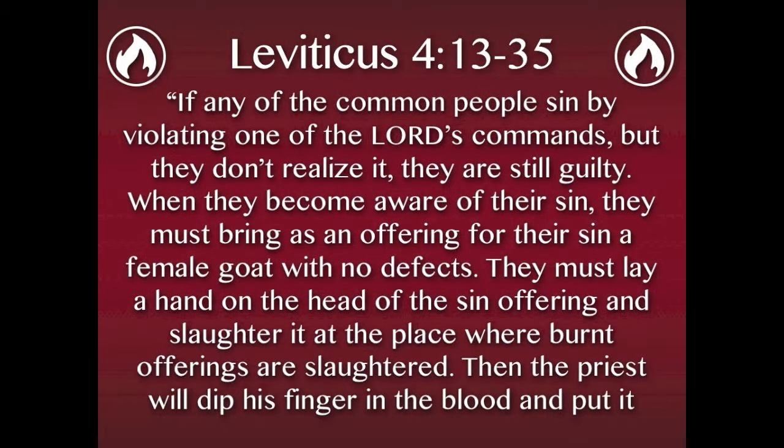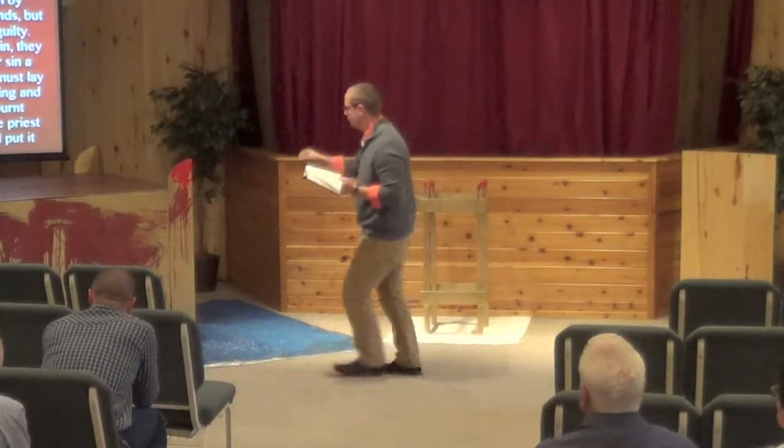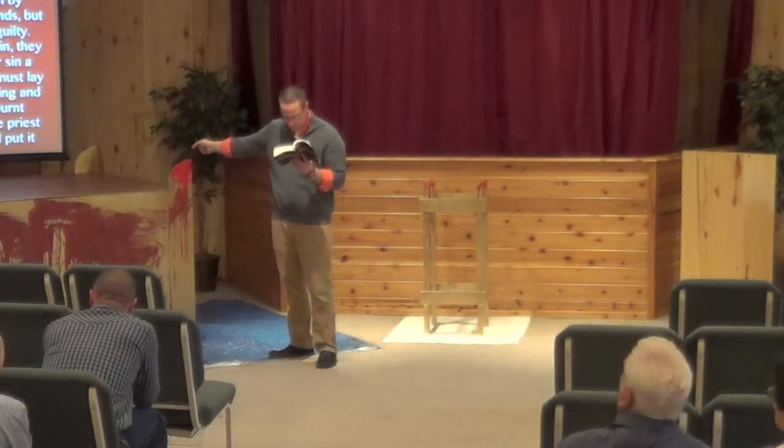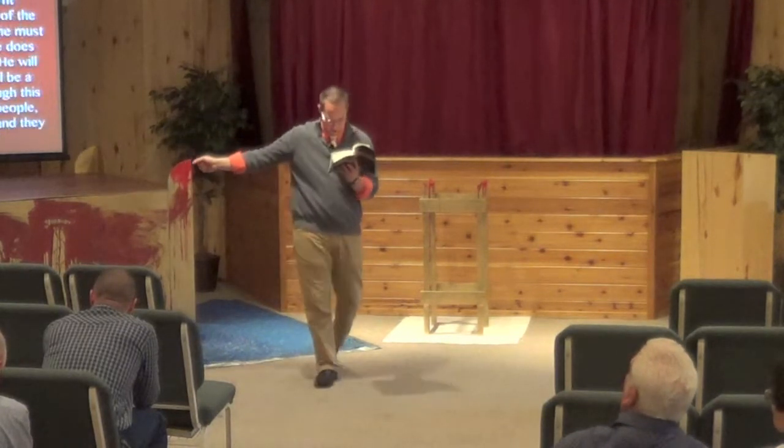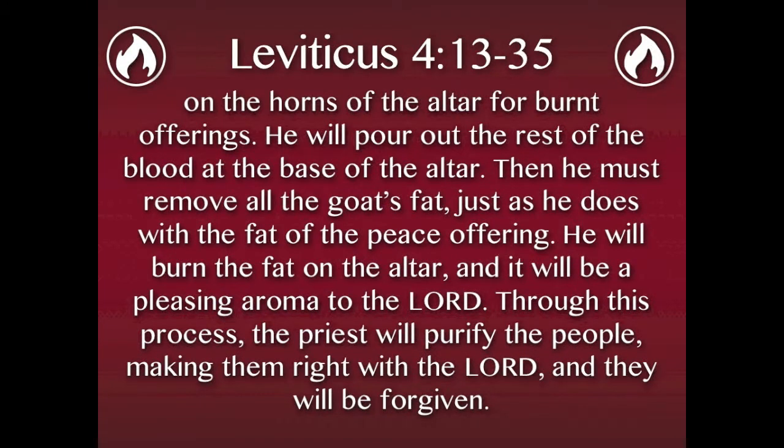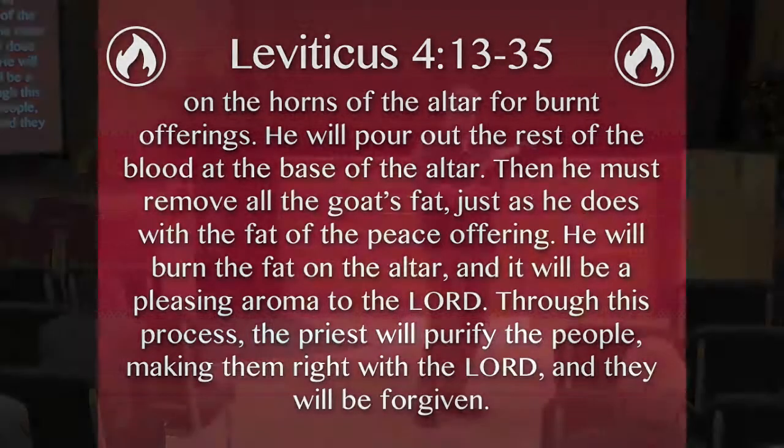They must lay a hand on the head of the sin offering and slaughter it at the place where burnt offerings are slaughtered. Presenting, lay hands, slaughter. Then the priest will dip his finger in the blood and put it on the horns of the altar for burnt offerings, just the same way he did with the leader. He will pour out the rest of the blood at the base of the altar. Then he must remove all the goat's fat, just as he does with the fat of the peace offering. He will burn the fat on the altar, and it will be a pleasing aroma to the Lord. Through this process, the priest will purify the people, making them right with the Lord, and they will be forgiven.